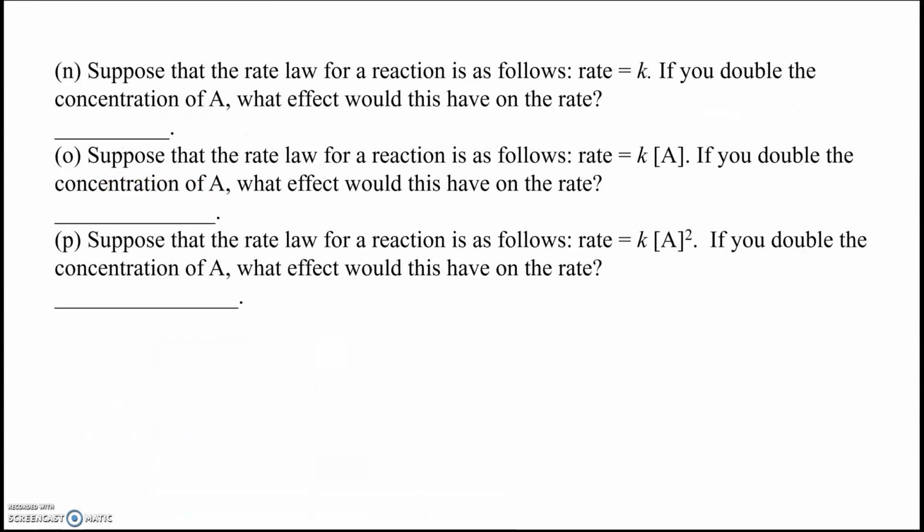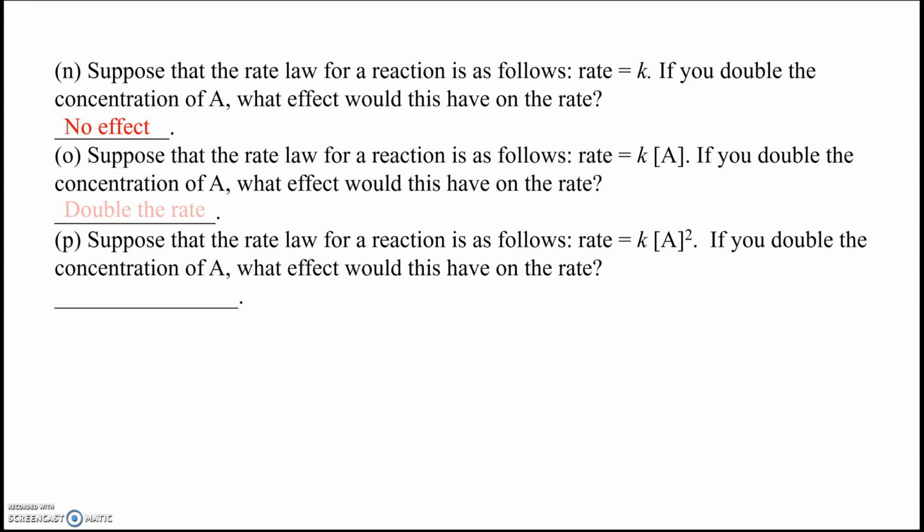All right, so we've got a few questions here. Suppose the rate law for a reaction is rate is equal to K. If I double the concentration of my reactant A, what effect is this going to have on the rate? It's not going to have any effect because the concentration of A is not part of the rate equation. So I can do whatever I want to the concentration of A, doesn't have any effect. So suppose that the rate is equal to K times the concentration of A.